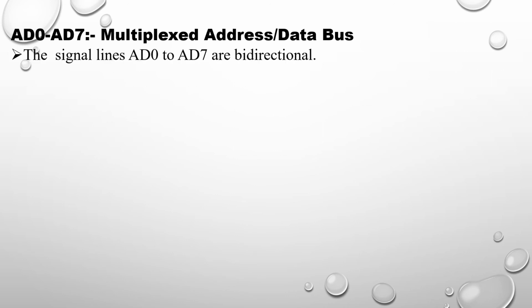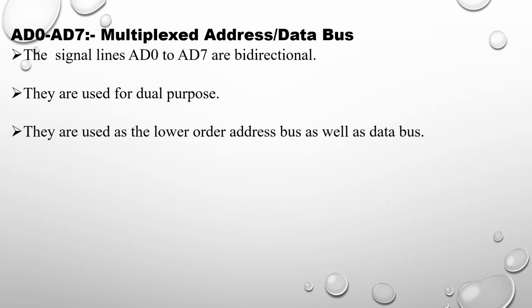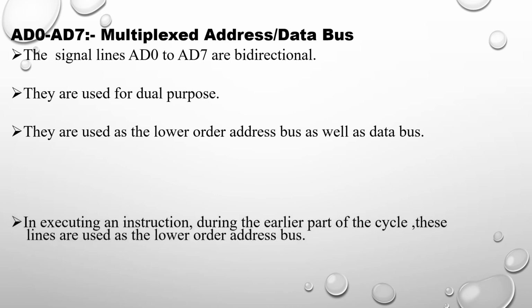The signal lines AD0 to AD7 are bidirectional. We know that it consists of the lower order address bus as well as the data bus. The address bus is unidirectional, the data bus is bidirectional. We are going to share the 8 lines common for address and data bus, so we take it as bidirectional because data is also there. They are used for dual purpose. So what is the dual purpose? They are used as the lower order address bus as well as the data bus.